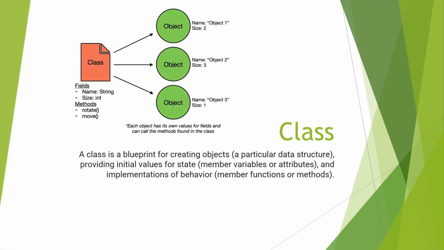Class. A class is a blueprint for creating objects, a particular data structure, providing initial values for state, member variables or attributes, and implementations of behavior, member functions or methods.